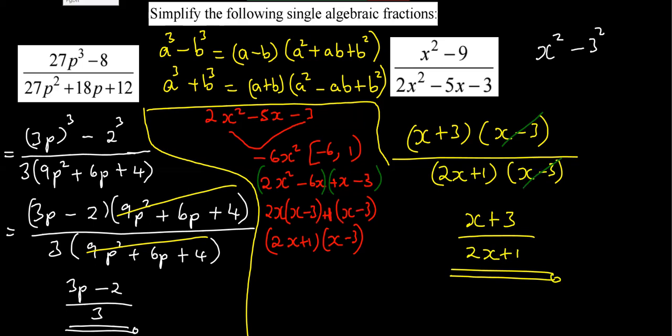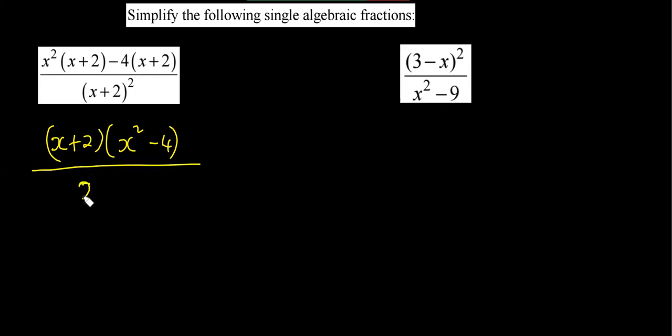Then let's move on and see our next problem. For this one, you can see that we have x plus 2, and x plus 2 again, so this is common, and we also have x plus 2 squared here. This is not going to give us too much problem. We factor out x plus 2 because it's common, and we are left with x squared minus 4. Then here we have x plus 2 squared, so we cancel the x plus 2.